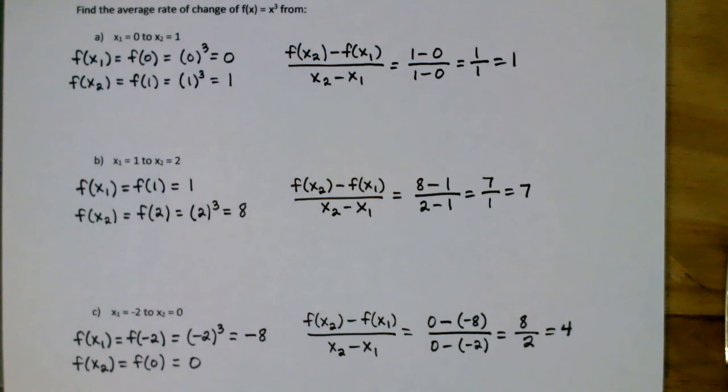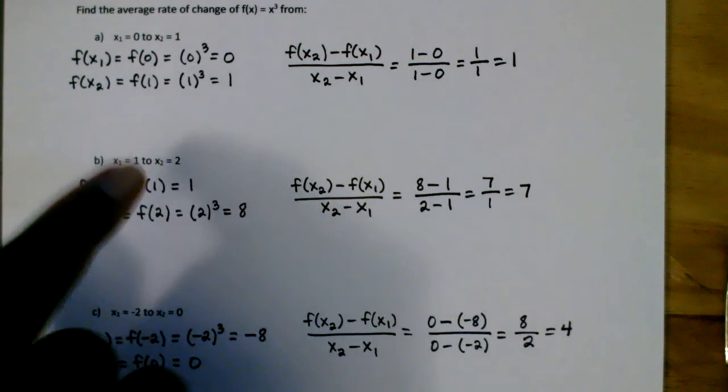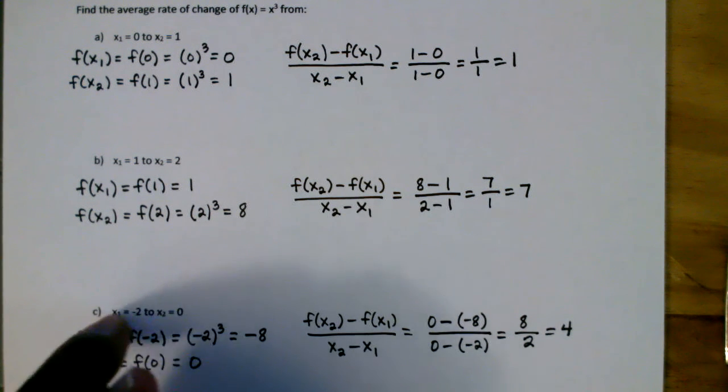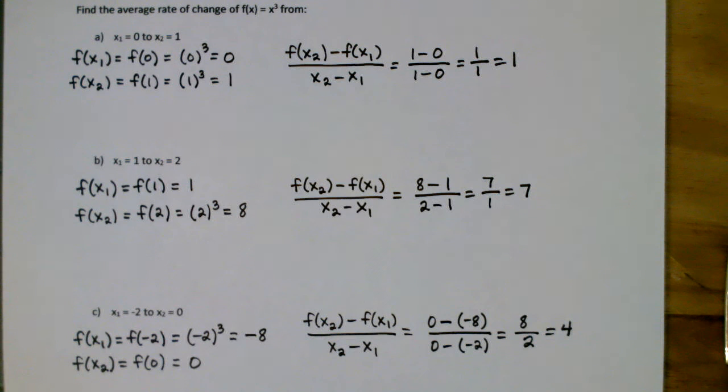Okay, so that's how we find the average rate of change of any function, which is similar to finding the slope from 2 given points. Here in this case, because it's not a linear function, your slopes are not going to be the same. It's just going to be different from just 2 given points.